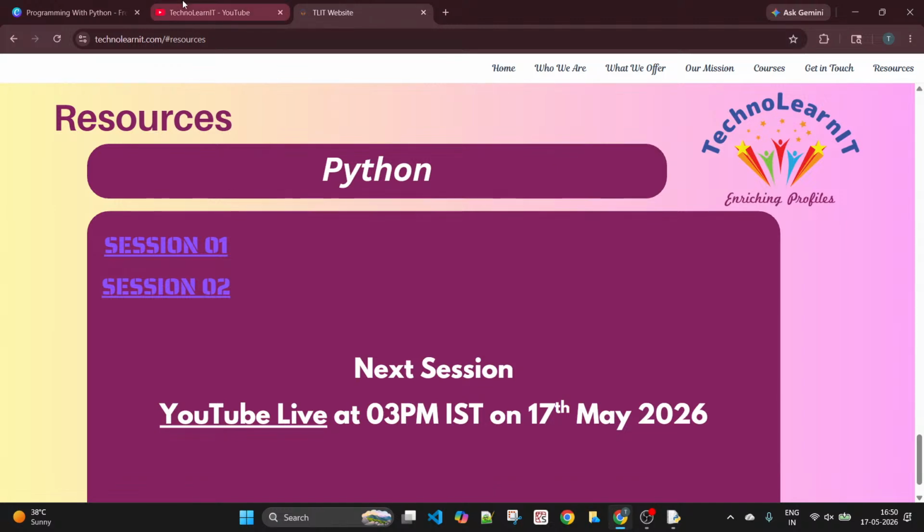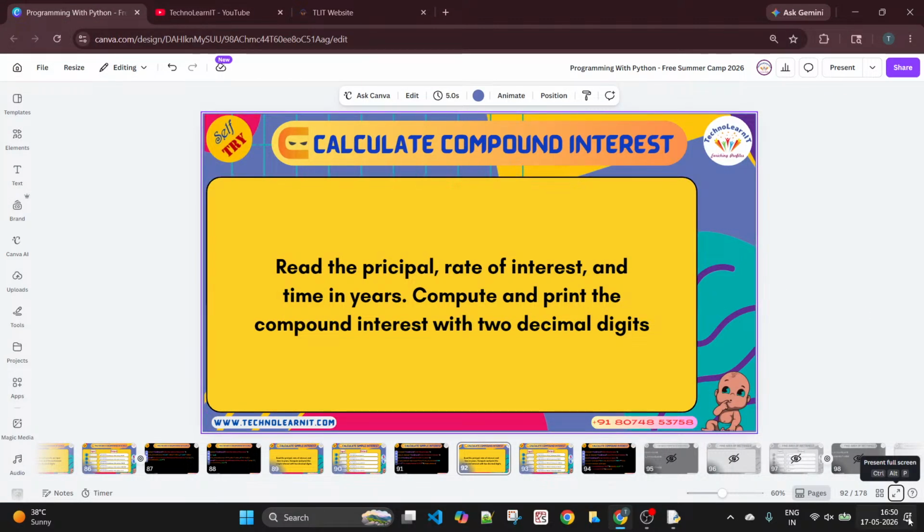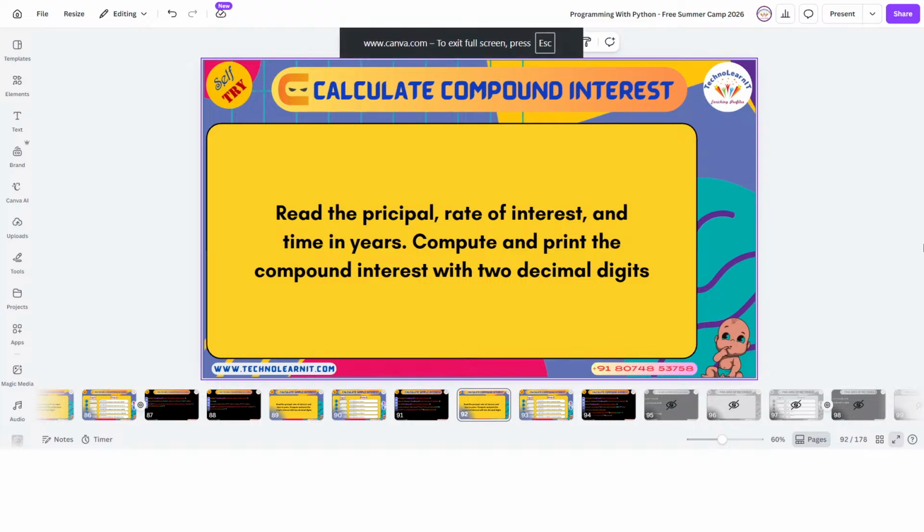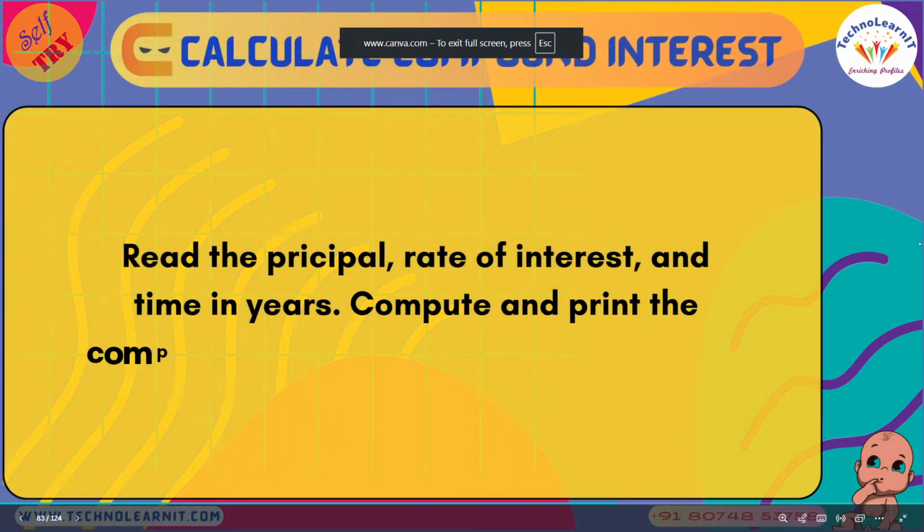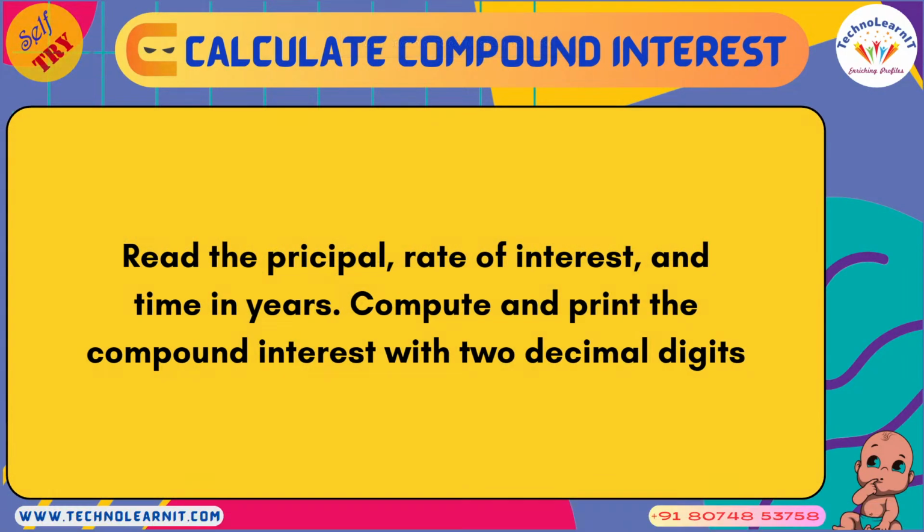All right, let us jump on to the programming. This is our next program. Welcome back. The program asks us to compute the compound interest. So read the principal, rate of interest, and time in years. Compute and print the compound interest with two decimal digits.